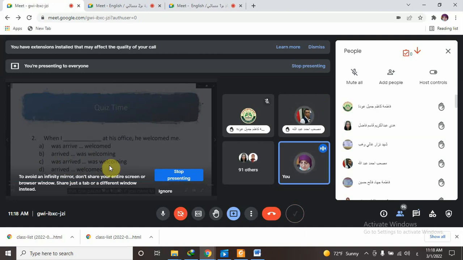There is no such tense structure in English. Why? Because the verb arrive is also a regular verb. If you want to make it past, you would say arrived. If you want to make it past participle, you are going to say arrived, right? So there is no such structure like was and arrive. The first one you are going to delete is A. Right? Yes, thank you, Musab. This is correct.